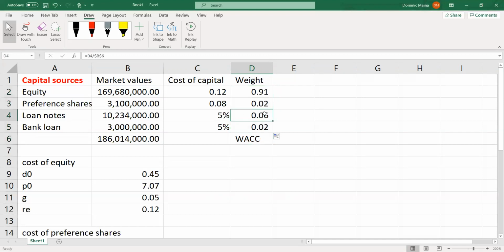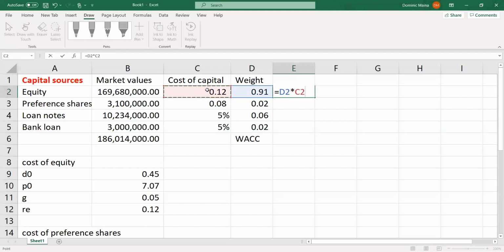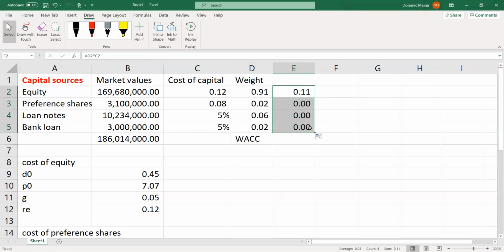Okay, and that's the weight. Therefore, the cost of capital is the weight multiplied by the cost, the weight and the cost. So cell D2, that is the weight, times cell C2, which is the cost of capital, and that's given. Therefore, that is the contribution of the cost of equity towards the entire company cost. You do that for the equity, preference share, loan notes, and the bank loan.